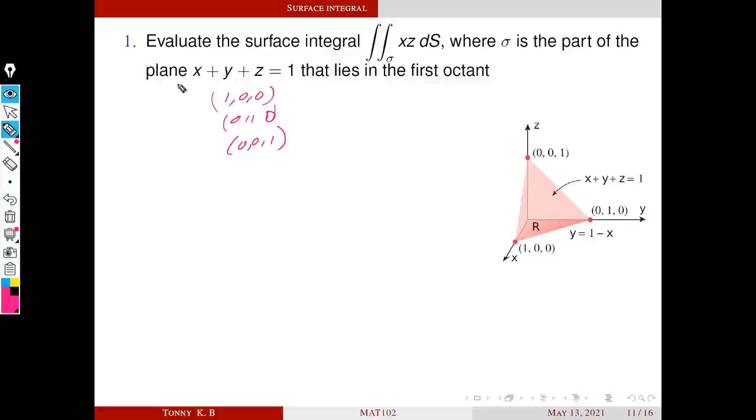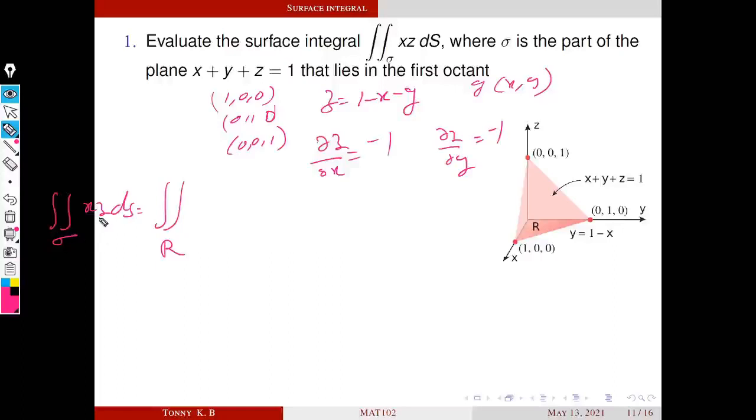It is clear that our surface is x plus y plus z equal to 1, so this is of the form z equal to 1 minus x minus y. It is clear that z is a function of x and y, so we can use our first formula. To use the first formula, we have to compute ∂z/∂x and ∂z/∂y. ∂z/∂x is minus 1, and this is also minus 1. So we can directly write the formula.